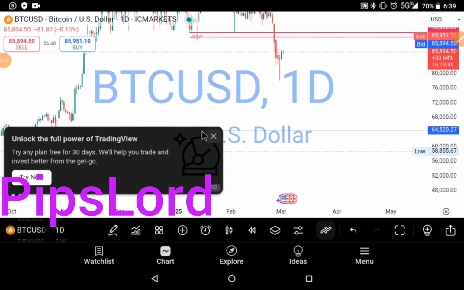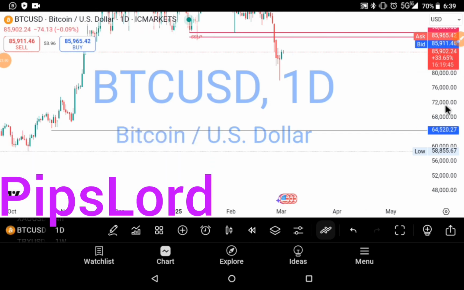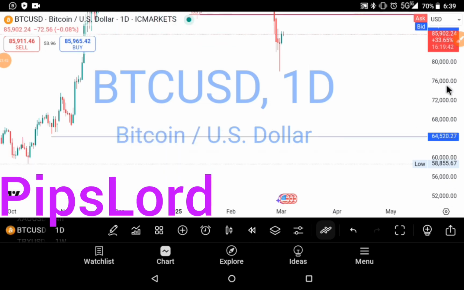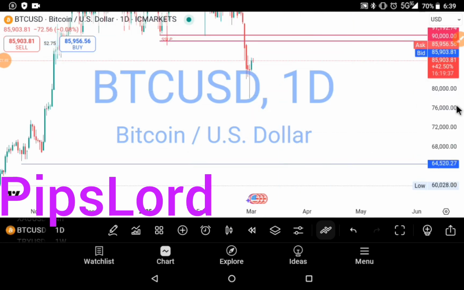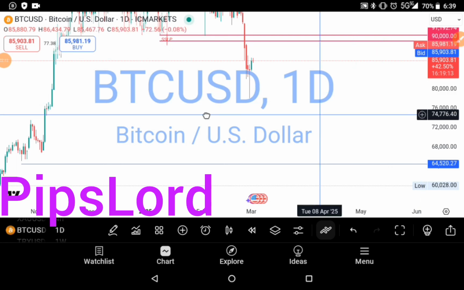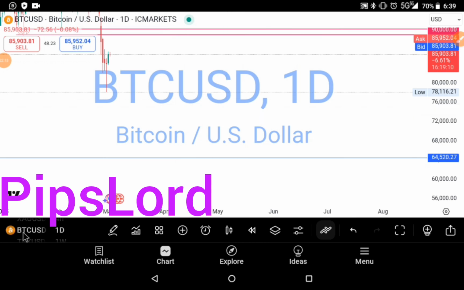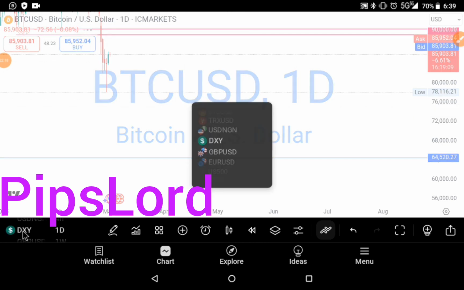I'll be watching 72. So I'll be staying between 72 and 90,000. If the market price remains below 90,000, then I'll be watching 72,000. So that is that on BTC, and I think that will be all for this week.